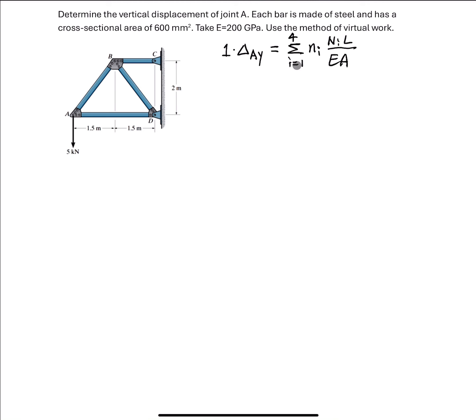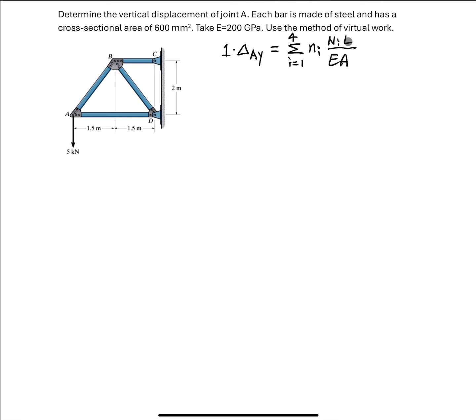So look at these terms. We have small n_i, this is the virtual member force, and the capital N_i is the real member force, and L is the length or dimension of the member. E is the Young's modulus, A is the area of the members. So we need to know all these items in these terms. So first of all, we need to know the dimension, L.